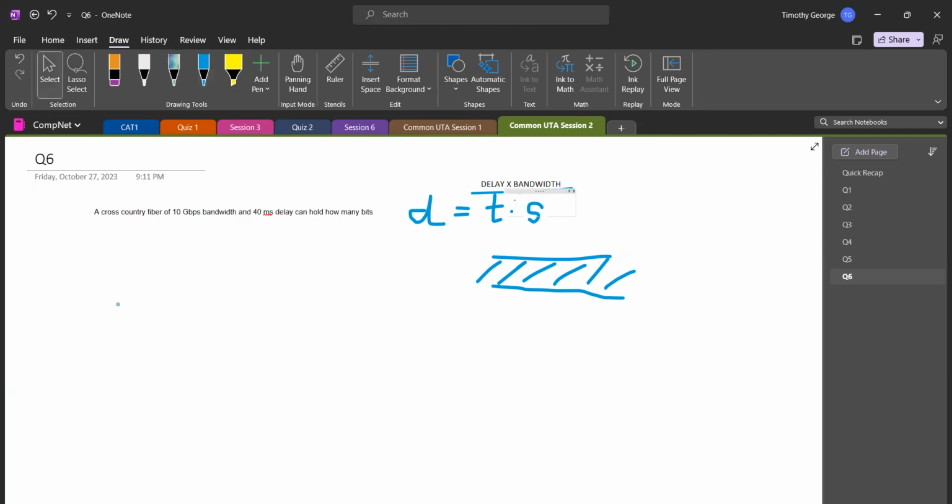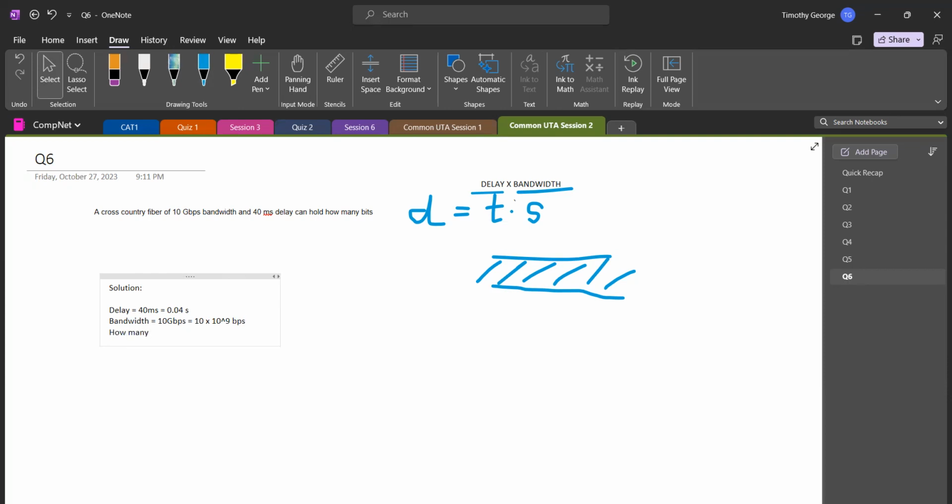Okay, so how will we solve this? Let's write the solution. Delay: what is the delay? 40 milliseconds, nothing to change. Oh, we can change it actually. We can put 0.04 seconds. Bandwidth: how much is that coming to? 10 gigabits per second. We haven't seen this unit before. 10 giga. You know mega is million, giga is billion. So 10 raised to 9 bits per second.